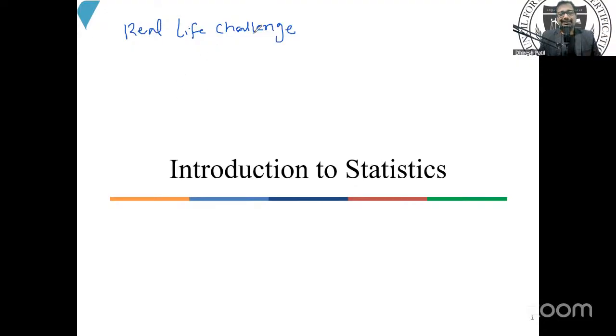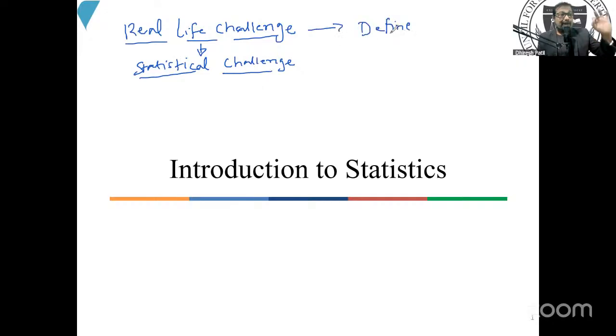So in Six Sigma, the real life challenge basically is converted into a statistical challenge. I'm not using the word problem. You can use the word problem as well, but I'm using challenge, a little positive connotation I'm just giving. So in the define phase, we define our real life challenge.